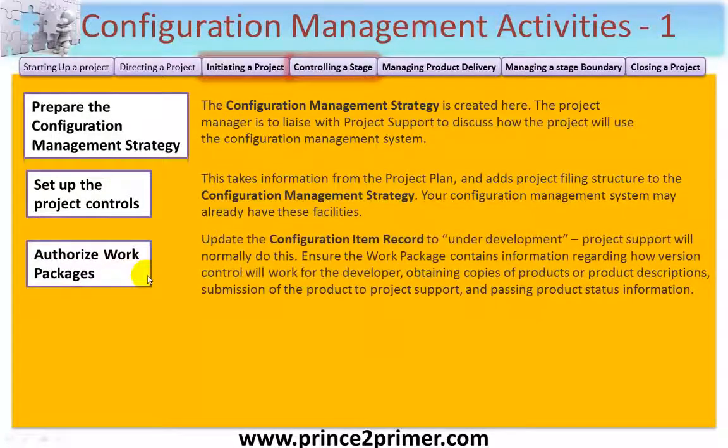Authorize work packages. This is where the project manager gives out the work packages within controlling a stage. And the project manager or project support would update each configuration item record to show under development, as that is the status that is about to occur. Ensure the work package contains information regarding how version control will work for the developer of each product, and obtaining copies of products or product descriptions. Eventually, submission of the product to project support or someone else, and the passing of product status information.